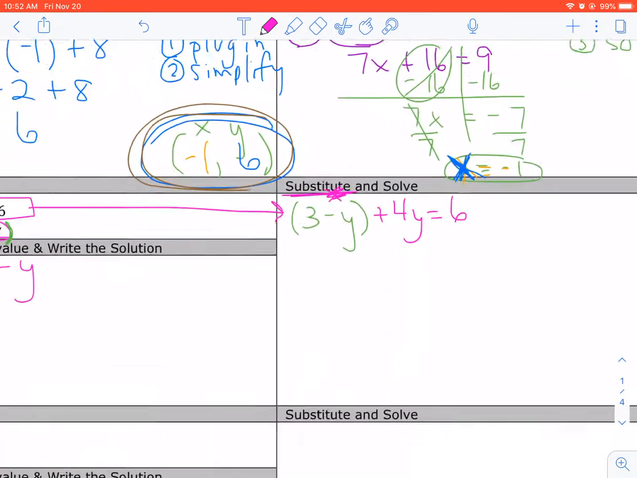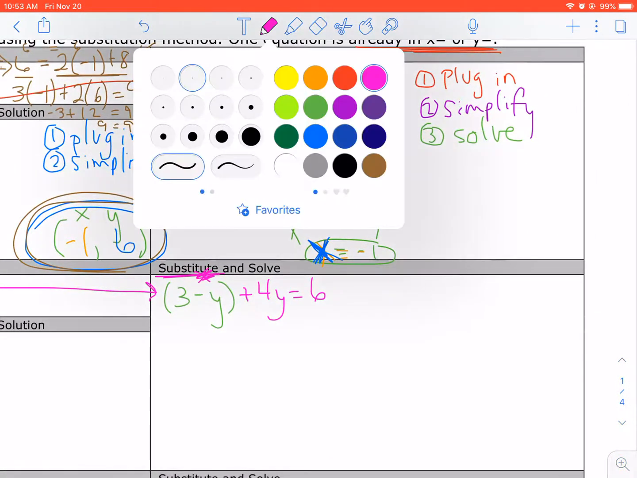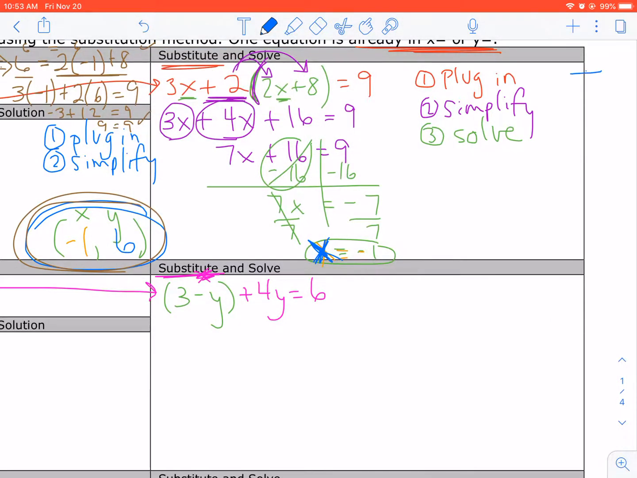So now we're going to do what we did above. We're going to go back to our steps, and you're going to keep using these steps. The first thing that I did was plug in. So I'm going to do that again. Check. Plugged it in. Now I'm going to simplify. So here, is there anything beside the parentheses that I need to distribute? No. That means the parentheses are no longer necessary. So I'm just going to rewrite this without the parentheses.